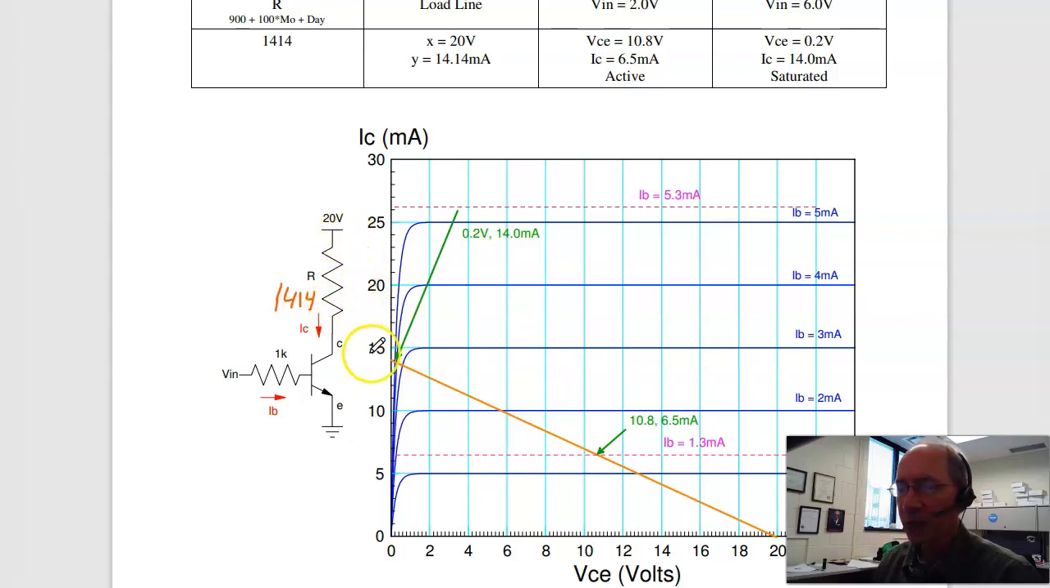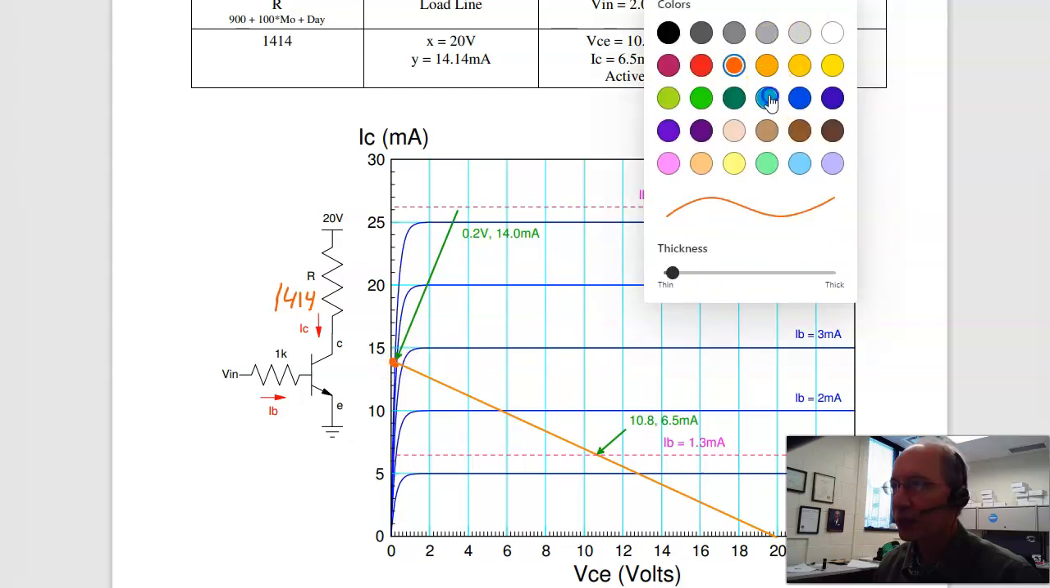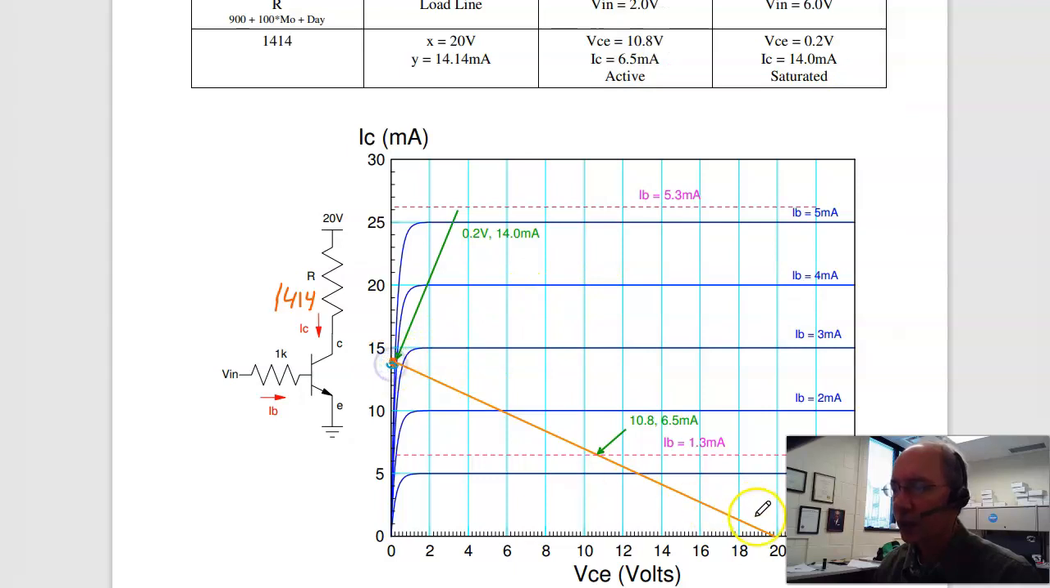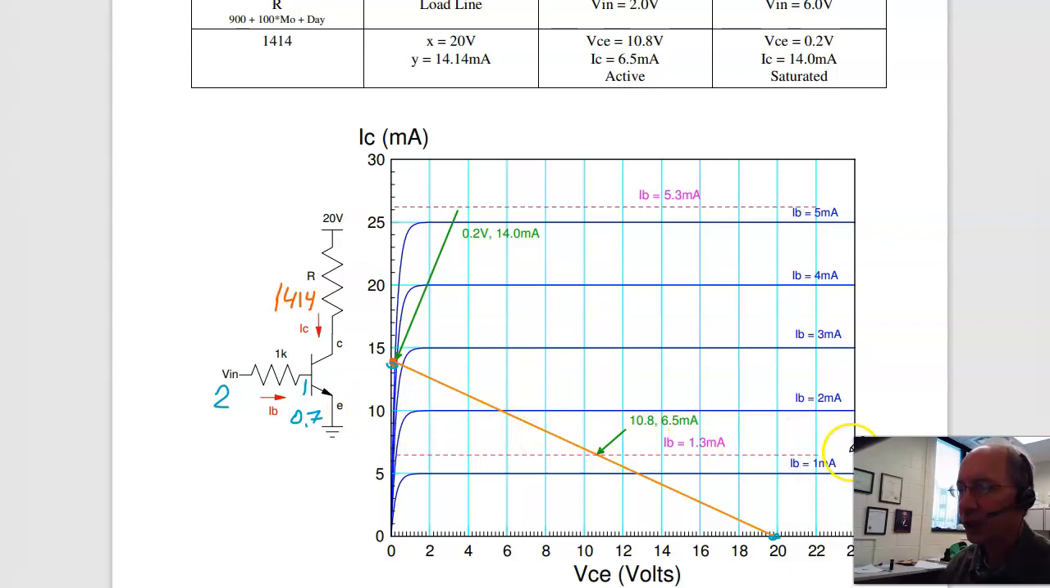20 volts over 1414 ohms gives you 14.4 milliamps. That's the y-intercept. The x-intercept is 20 volts. Connect the two with a straight line. That's my load line. When the input is 2 volts, this is 0.7. That's a diode. 2 minus 0.7 is 1.3 volts. 1.3 volts at 1K is 1.3 milliamps. So go 1.3 milliamps where it intersects the load line. There's my solution. So that's 10.8 volts, 6.5 milliamps, the operating point at 2 volts.